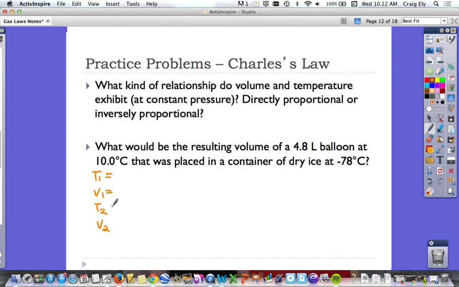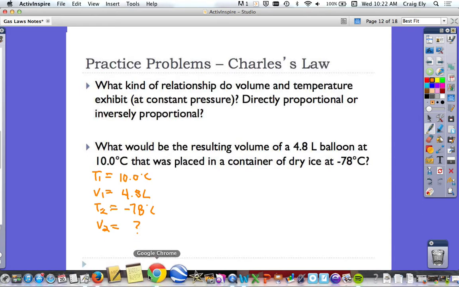All right, so let's identify each of these first. Our first temperature is 10.0 degrees Celsius. My first volume is 4.8 liters. My second temperature is negative 78 degrees Celsius, and my second volume is unknown, so that's what we're solving for.